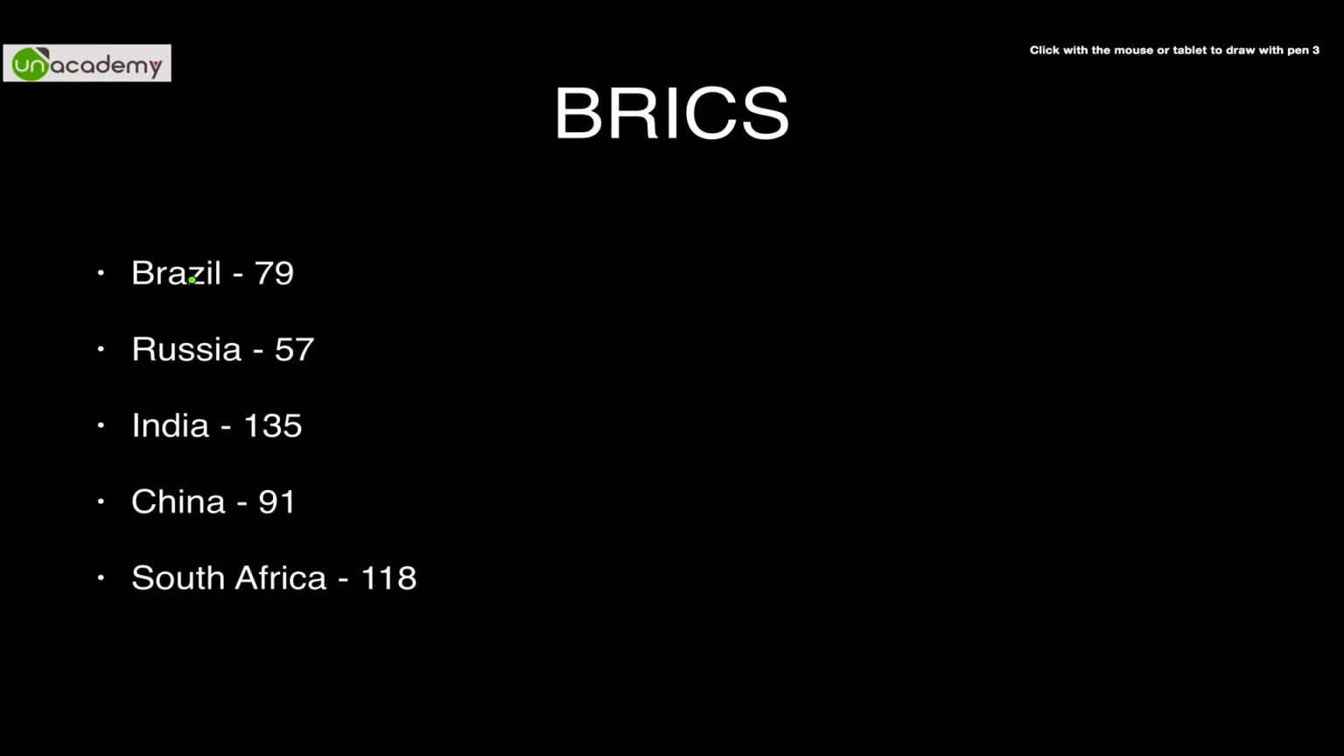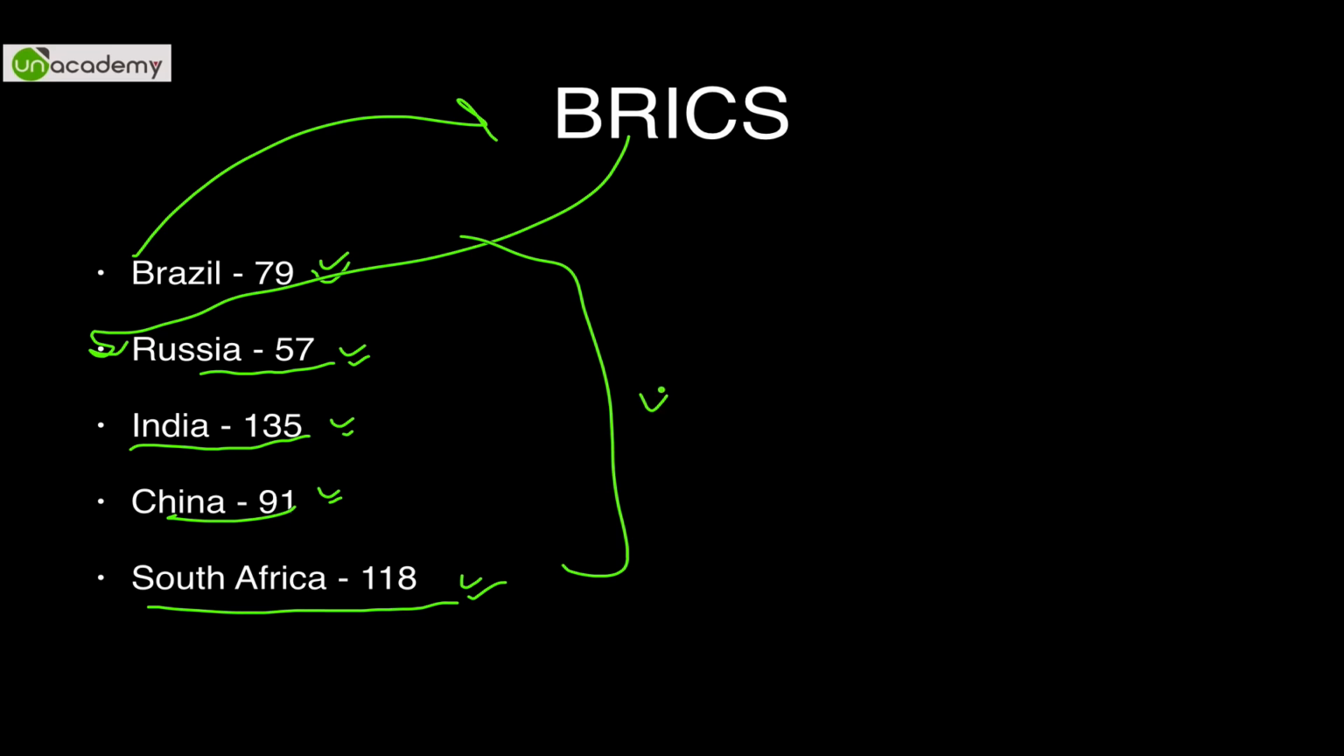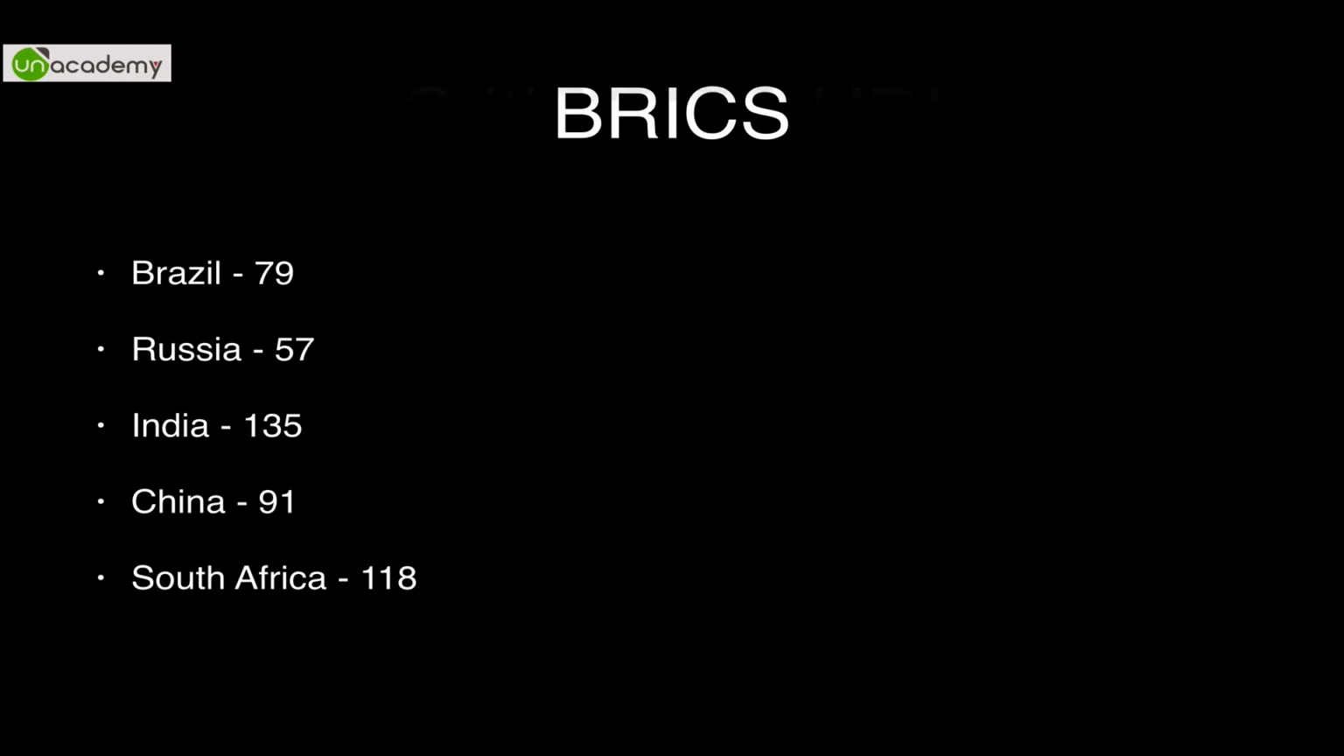Similarly, when it comes to BRICS, you can see Brazil is at 79, B for Brazil, R for Russia. Russia is the highest ranked BRICS country, at 57. India is at 135, China is at 91, South Africa is at 118. So relatively, we are the worst performer among the BRICS nations. So whenever you are writing something on BRICS, you can say that India is at the bottom. So yeah, you can use this data according to your needs.